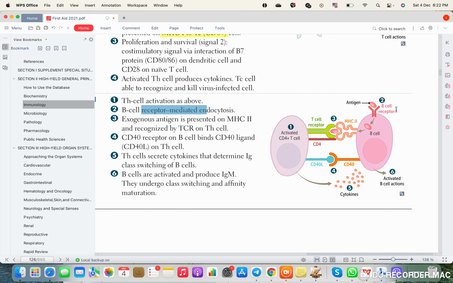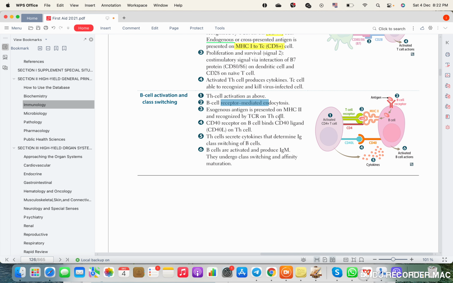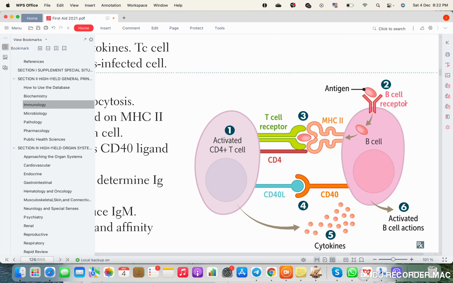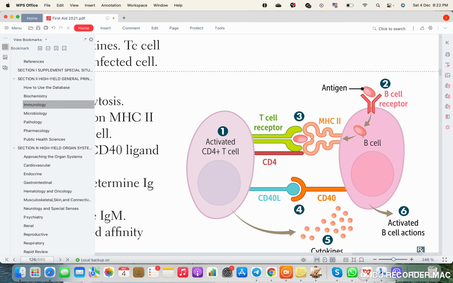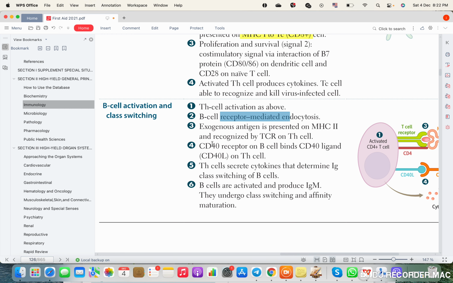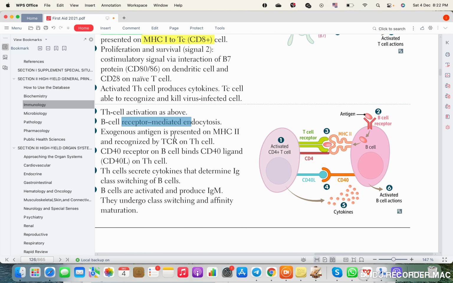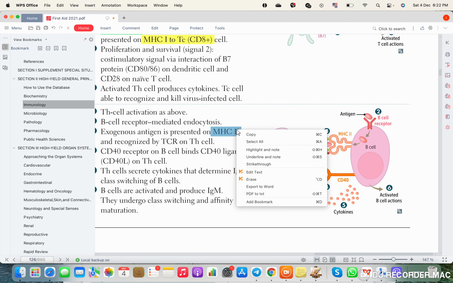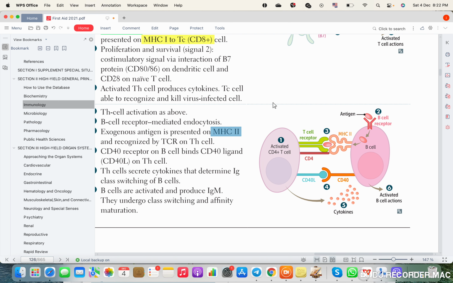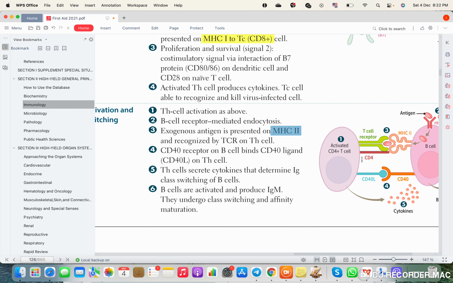So what's next? B cell receptor mediated endocytosis. Here is the B cell. You have endocytosis inside of it. And now you have exogenous antigen from the outside presented to whom? MHC class 2. Guys, MHC class 2 is present only on the antigen presenting cells, like B cell, for example. And it will be presented to the T cell receptor on the T cell, obviously.